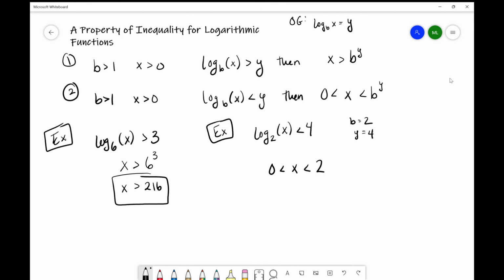Our b was 2, to the power of 4. So we have 0 is less than x is less than 2 to the power of 4. To simplify this all out, we get 16. So this would be my final answer, and I have solved this using the property of inequality for logarithmic functions.